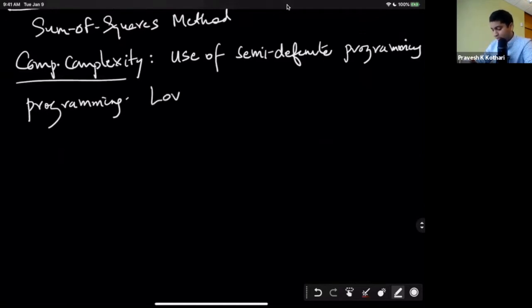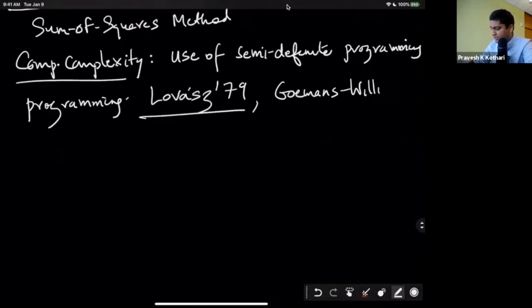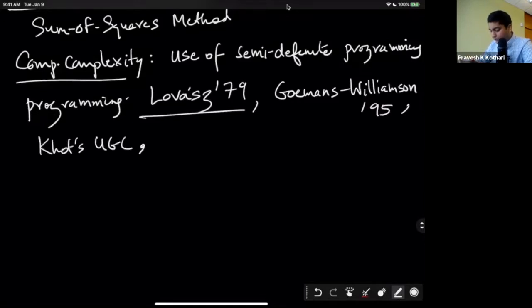And in a sense, it was actually used by Lovász maybe as early as '79. But the algorithmic power of this method was harnessed only after this famous result of Goemans and Williamson, who designed an algorithm for max cut in 1995 using semi-definite programming. And since then, there has been a whole lot of activity in this area of using SDPs in algorithm design. And this connects to things like Khot's unique games conjecture. How do you optimally solve all constraint satisfaction problems?